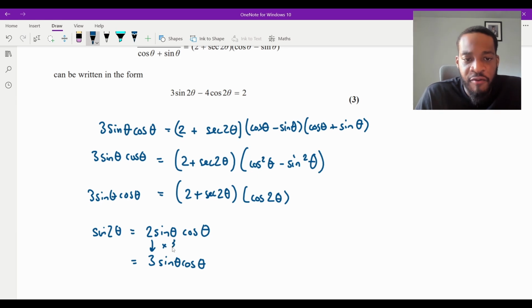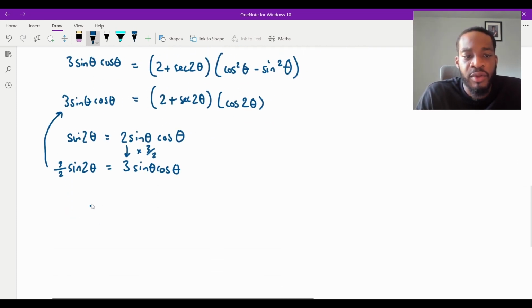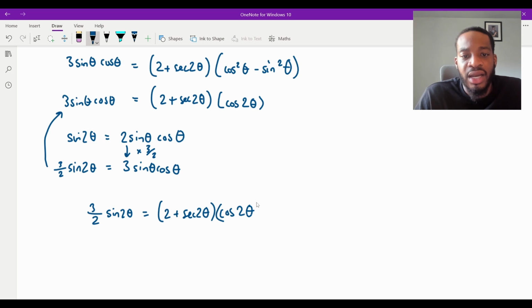If I times both sides by 3 over 2, I'll get that side, which would mean that this side is going to be 3 over 2 sine 2 theta, isn't it? And then that means we can replace this with that, right? So now it becomes 3 over 2 sine 2 theta, and that will equal 2 plus sec 2 theta cos 2 theta. Now, let's expand this right-hand side.